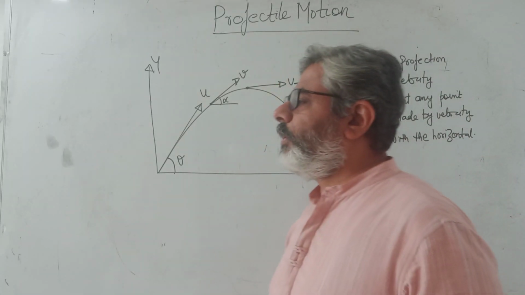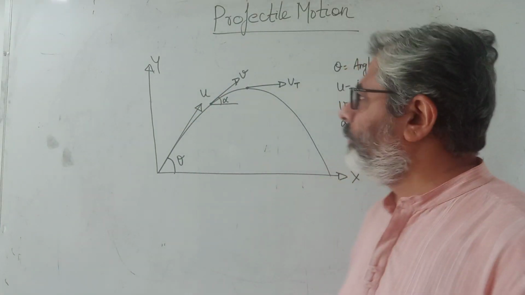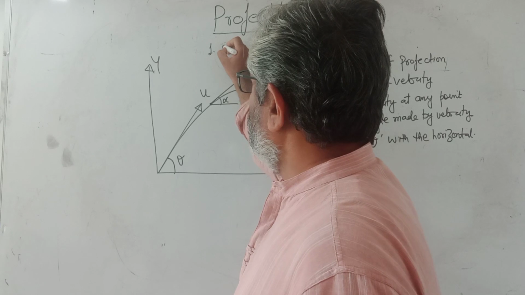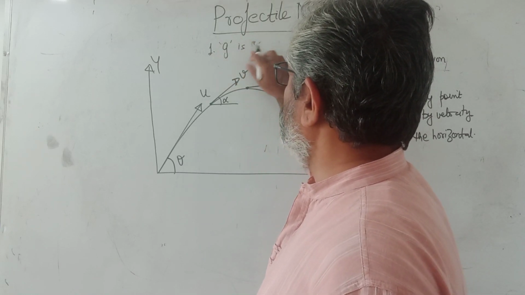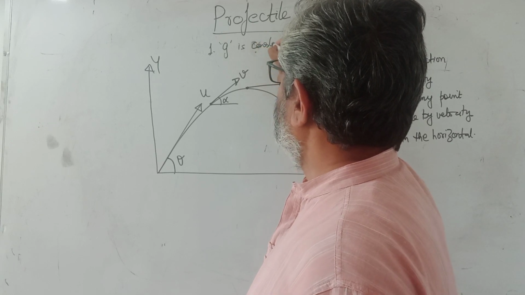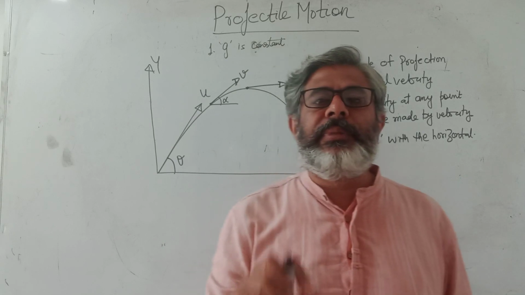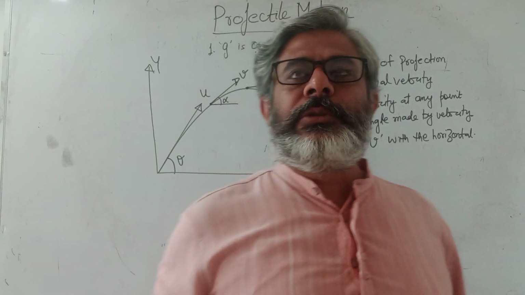But when we study projectile motion, then we assume certain important things. The assumptions are, first, g is constant. g, you already know, is acceleration due to gravity. So we take g as constant. We say g is equal to 10 meters per second square or 9.8 meters per second square.